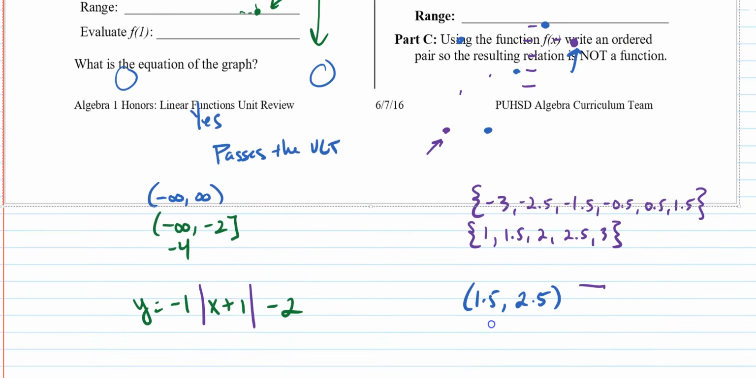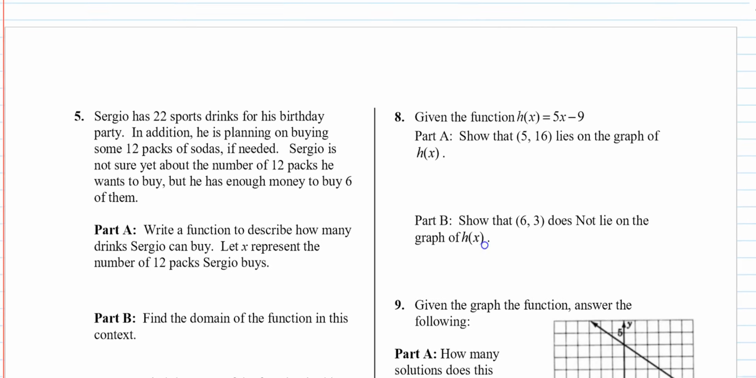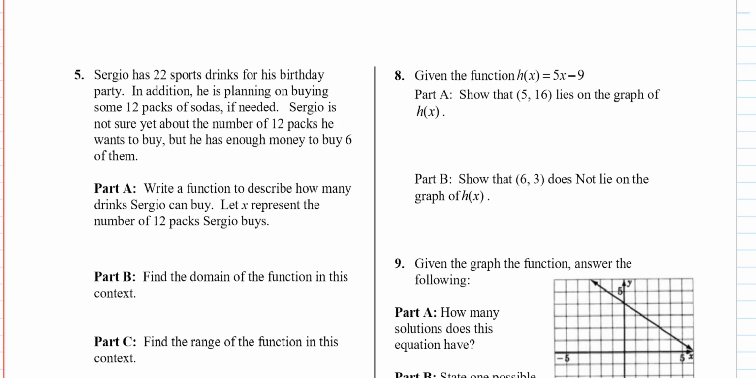All right, let's look at the next problem, number 5. So Sergio has 22 sports drinks for his birthday party. He's planning on buying some 12 packs if needed. Sergio is not sure yet about the number of 12 packs he needs to buy, but he has enough to buy 6. Write a function to describe how many Sergio can buy. Let x represent the number of 12 packs.